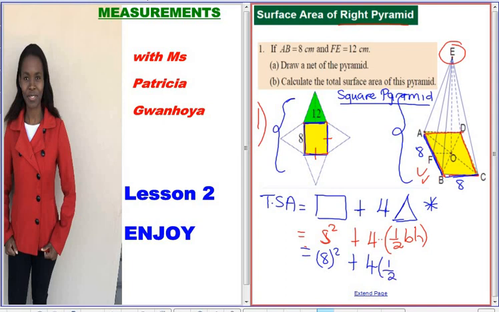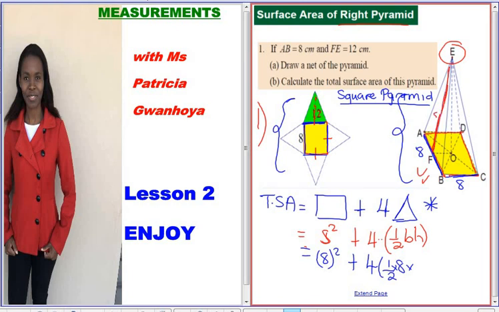So half the base of these triangles, we know that it is equal to 8. It's already 8 here. But what about the height? Luckily for us, this time around, we were given the height of the triangles. This height here, 12, was given to us as the height of the triangles, as FE. So you can see that FE is a slant height. Look at the diagram. We are going to call this one the slant height.